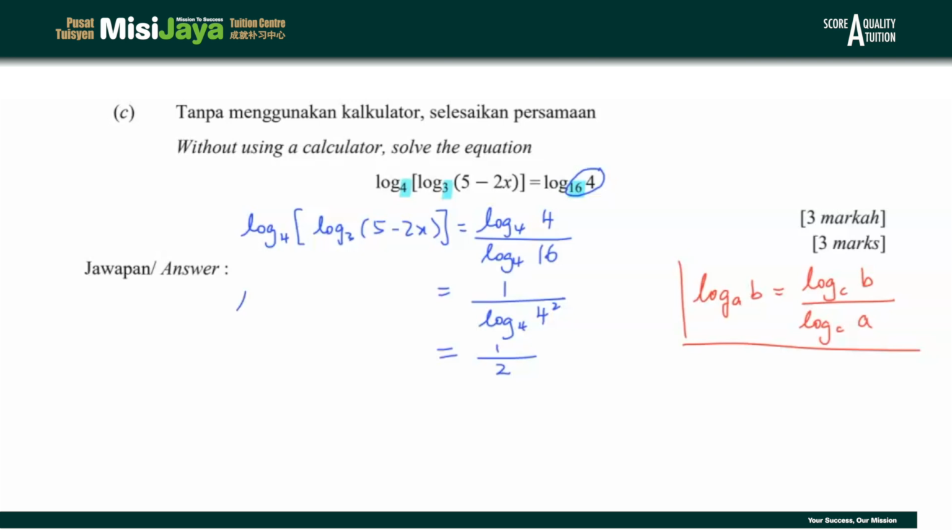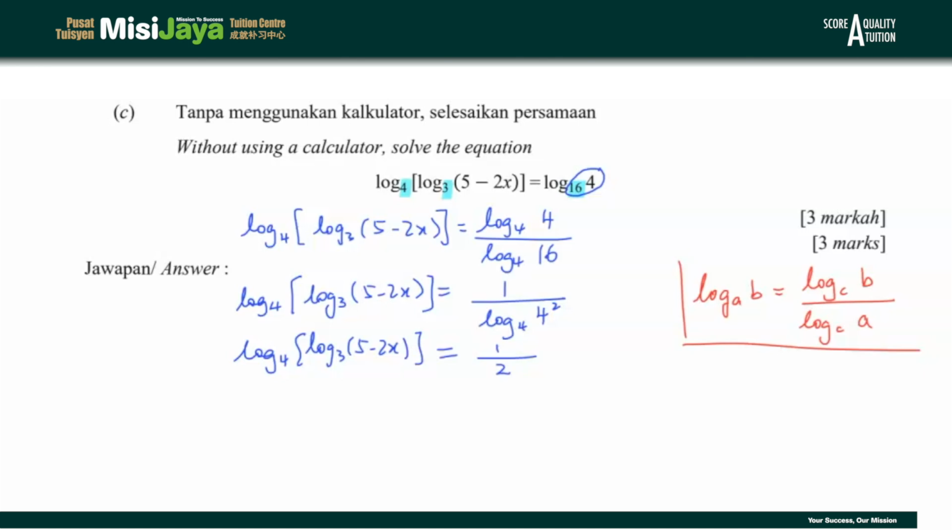Then this one you can just bring it down. Don't need to solve it yet. Just bring it down, write back the same thing: log 3, 5 minus 2x. And then the next step is I'm going to change this logarithm form to index form.